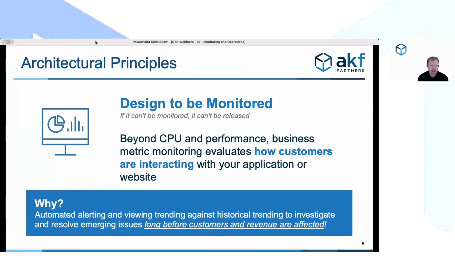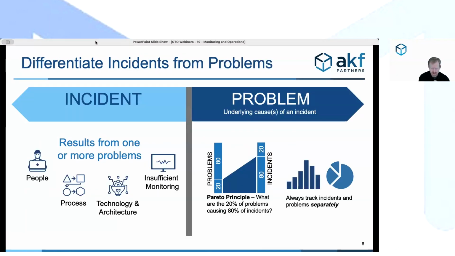So designed to be monitored beyond just basic system metrics of CPU and system health, disk IO. You really need to know how customers are interacting with the site, because you want to identify things before they become a bigger issue. And in looking against prior history, you can detect problems or detect incidents before they become bigger problems. So one of the key concepts is the separation of an incident versus a problem.